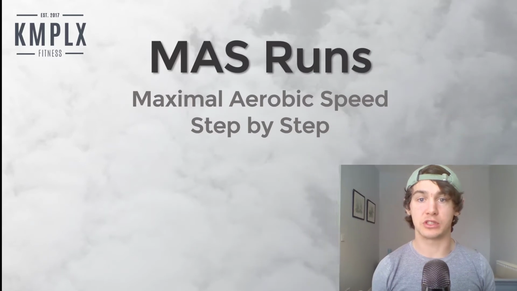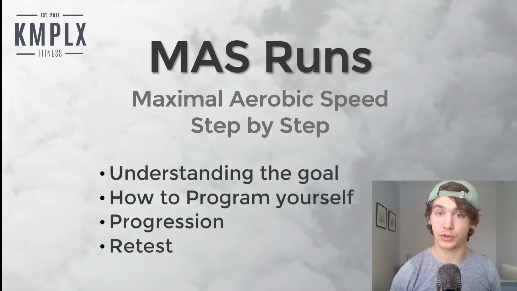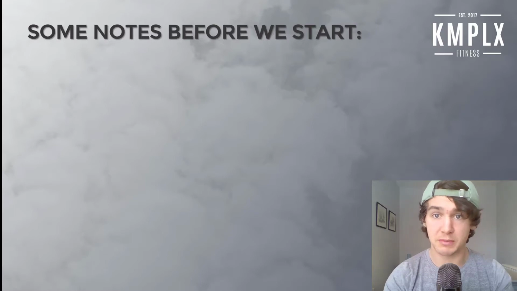It will just be run for 15, rest for 15. And what you might notice, if you've ever seen people in your club do this, or ever done it yourself, is that the distance fluctuates. Maybe you'd hit it really, really far the first time, and then it slowly starts to come down, and you're just really running under fatigue then. What we're going to do now is go through how we can approach this intelligently and not just randomly. So we're going to go through understanding the goal, how to program yourself, progression, and then the retest if that's something you're into. So moving on to the next slide, just some notes to make before we start.